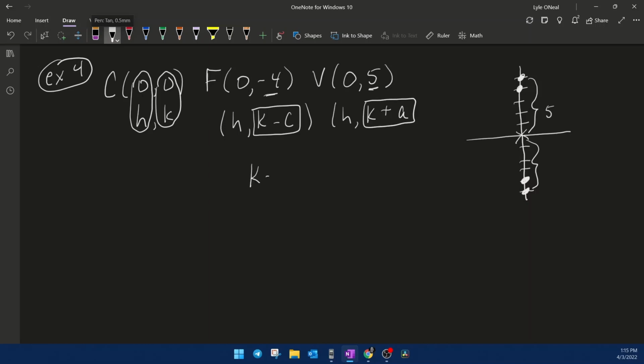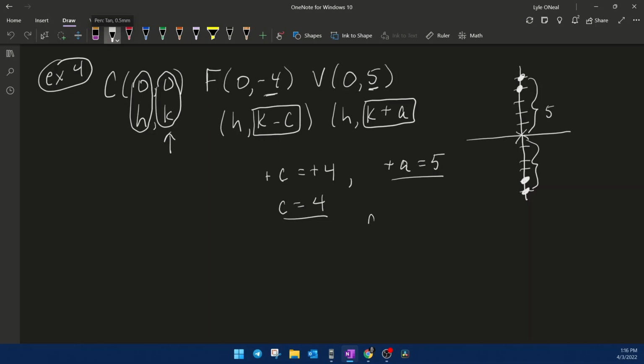And since this coordinate is positive, then that came from the k plus a formula. We know that k minus c has to be negative 4, and k plus a has to be 5, but we know that k is 0. So we can eliminate those k's, and look what we have. We have a is 5, and if I change the signs on both sides, I now have c is 4. Once you know a and c, you can get b.